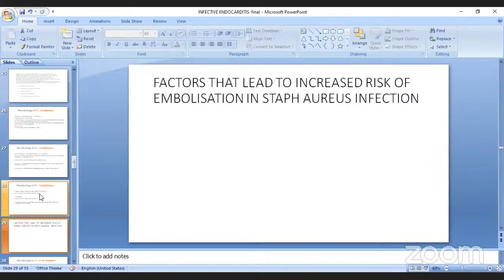What are the factors? These two factors you will only come to know when you do an echo, and especially a transesophageal echocardiography. So you do a transesophageal echocardiography and you find, then you will be very sure that this patient is at an increased risk of septic embolization.